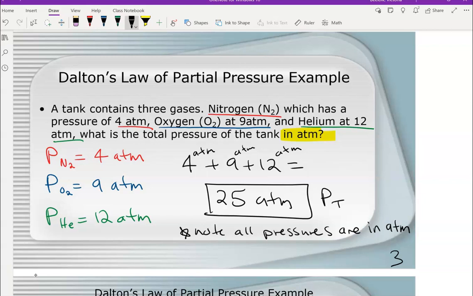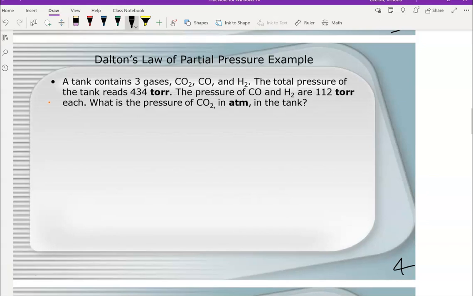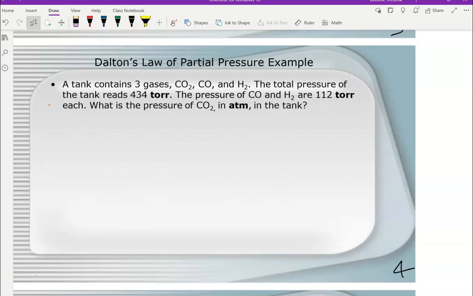Now if you have any different units for pressure, you're going to want to convert those. So go ahead and pause this video and try the question here on slide 4 on your own, and then unpause the video to see the correct answer.